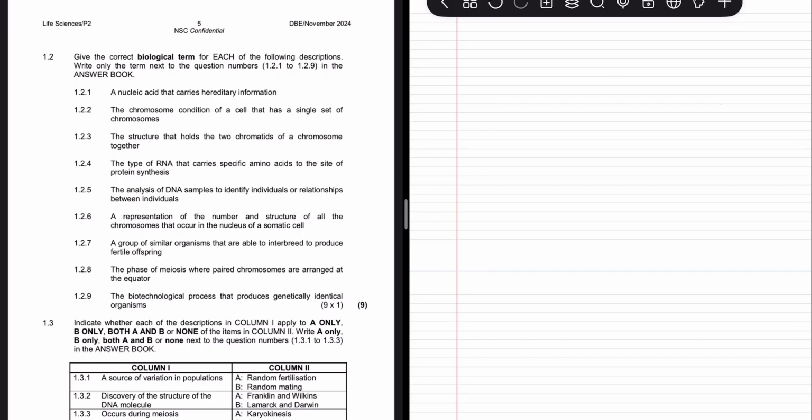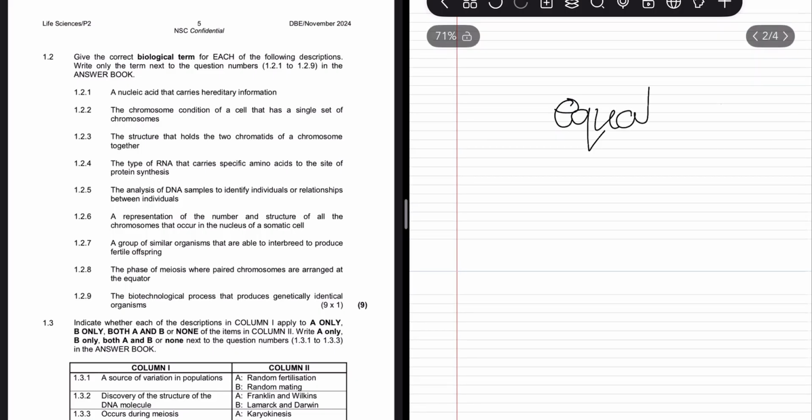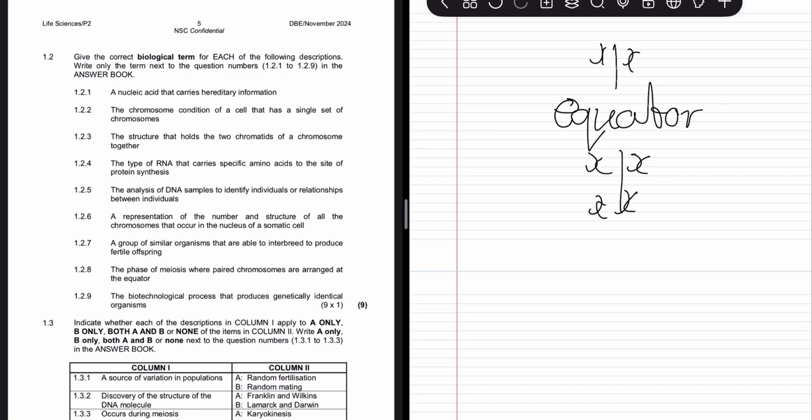All right. The next is the phase of meiosis. So again, we're going meiosis. So where paired chromosomes are arranged at the equator. So this one's kind of nice. If you go through all the stages of meiosis, we want one where all our chromosomes are lined up at the equator, right? Now, there are two meioses.